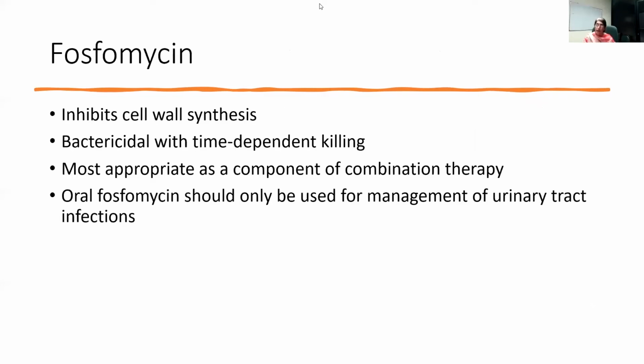Now, fosfomycin is one of the antibiotics that is recommended for the treatment of carbapenem-resistant organisms. It inhibits cell wall synthesis, and it is bactericidal with time-dependent killing. It should also be used as a combination therapy. IV fosfomycin is used for bacteremias, but oral fosfomycin should only be used for the management of urinary tract infections.